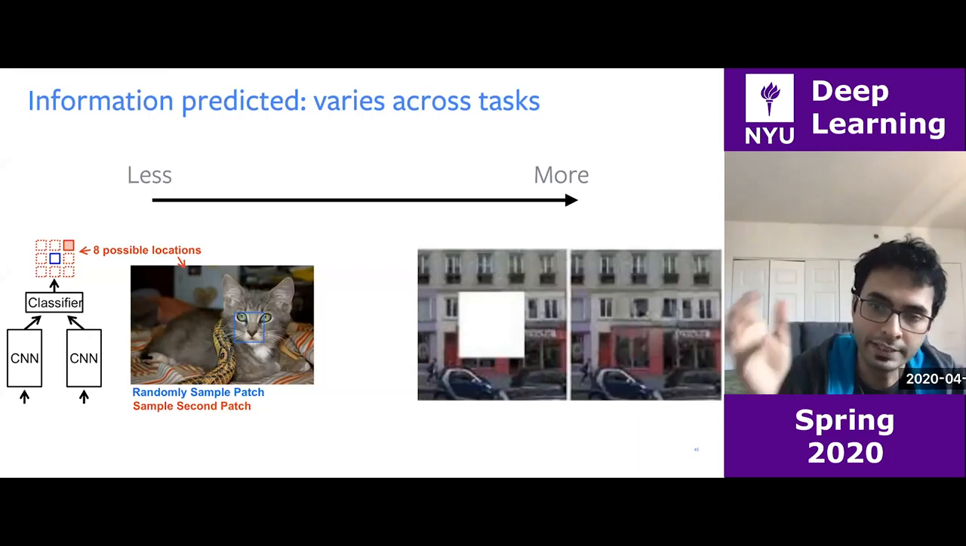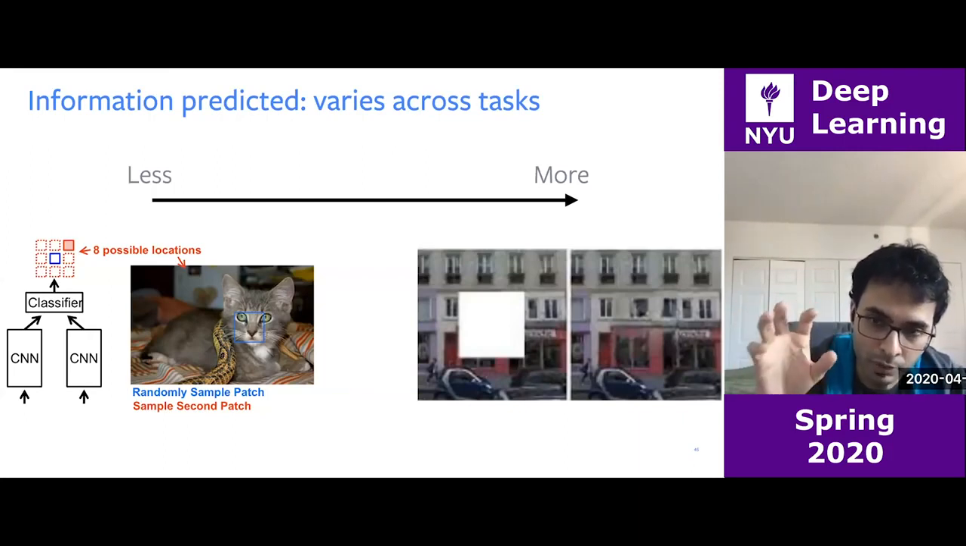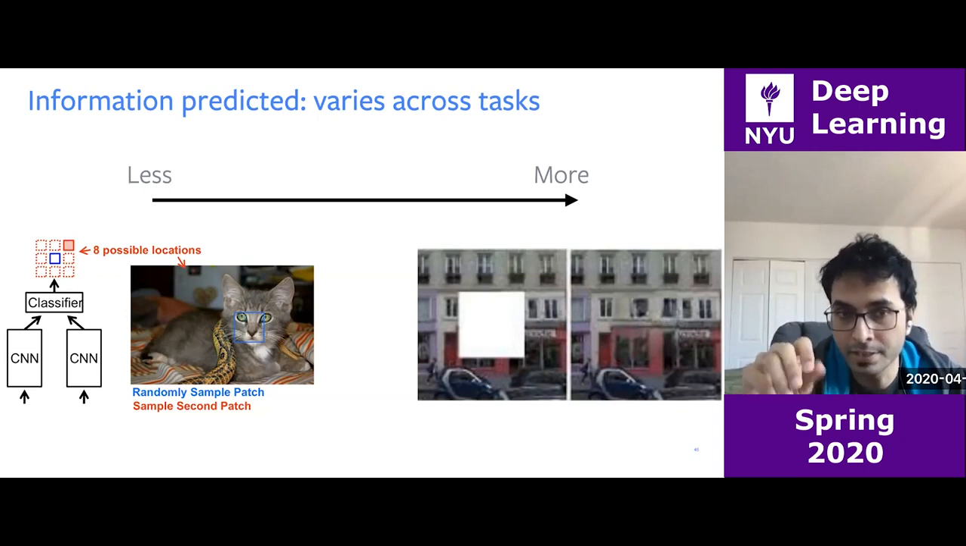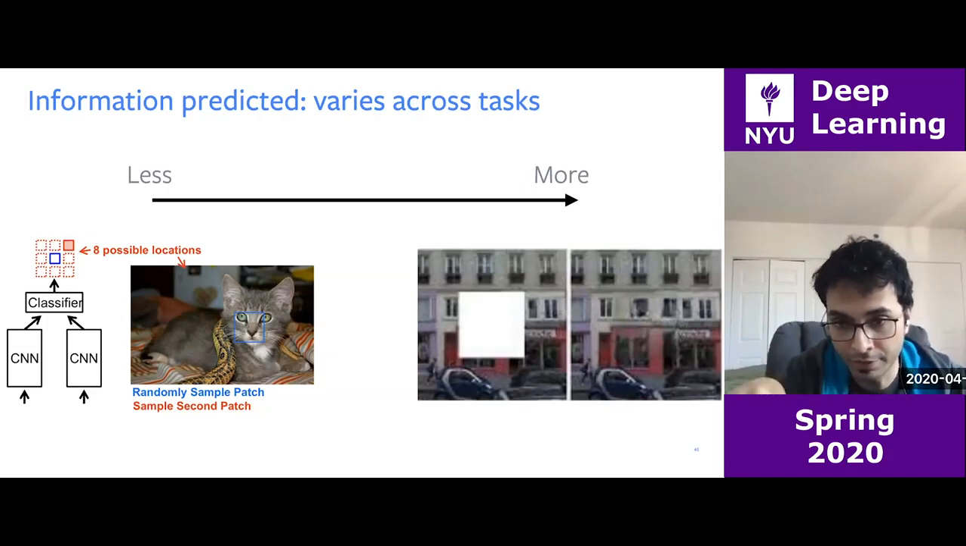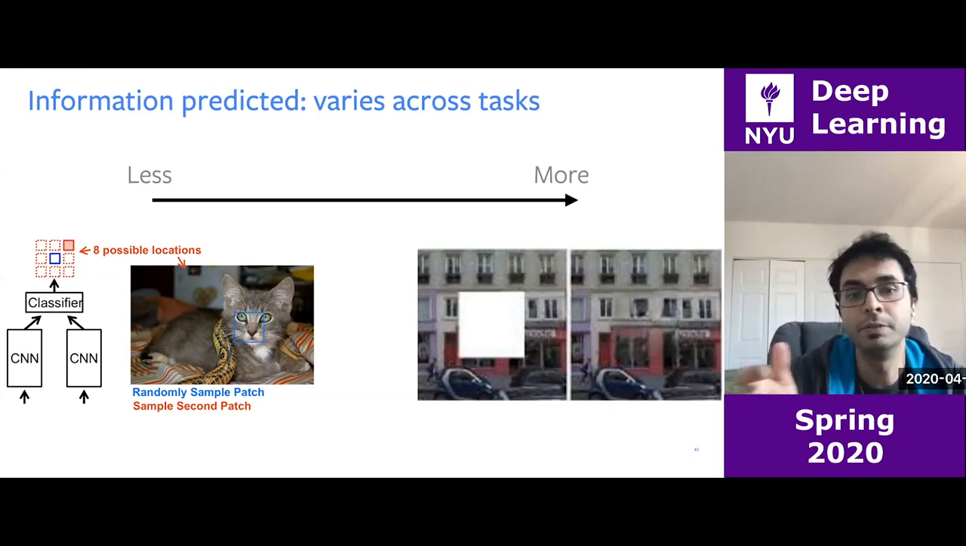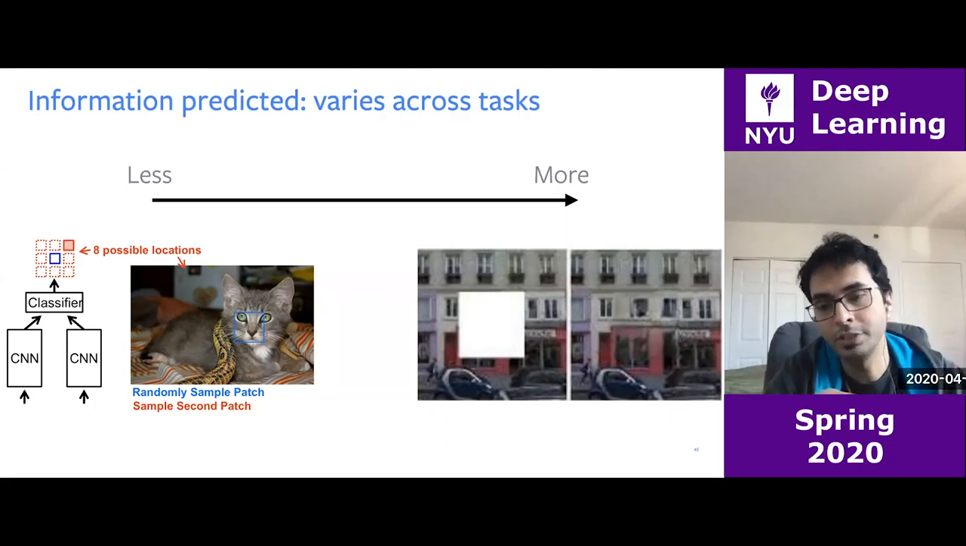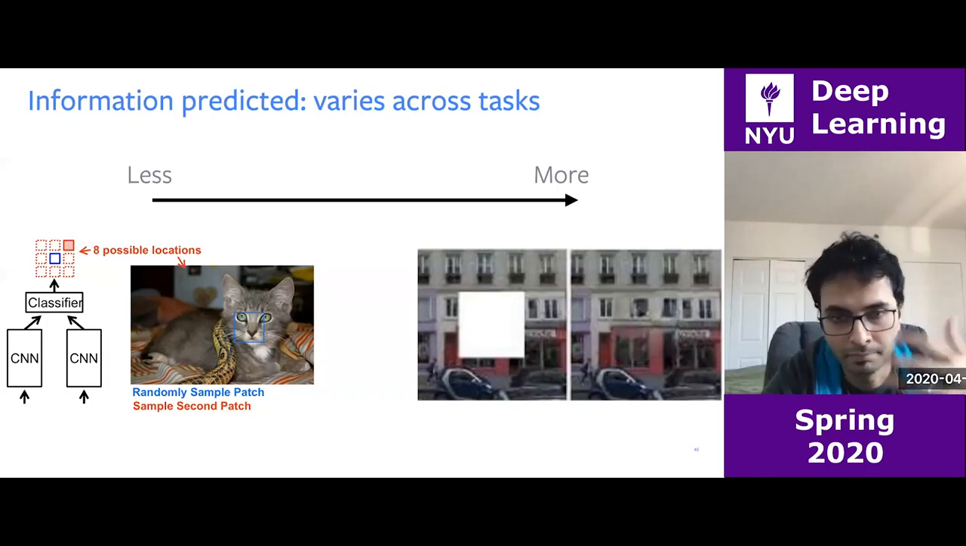Whereas if you look at the extreme right, if you are trying to predict what is missing in an image and reconstruct the pixels, you're predicting a lot of information, because that entire box can have very different appearances. If you have n pixels, then you can have a lot of different values for that entire predicted region. So essentially, this is one simple way of thinking about pretext tasks: how much information are you predicting? That can give you a good idea of whether the representation is actually going to be better.